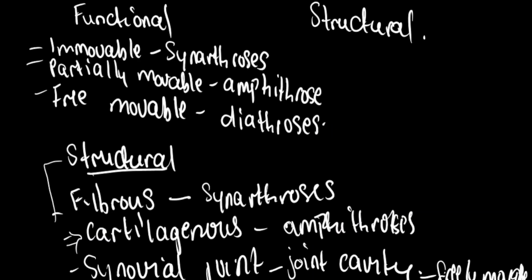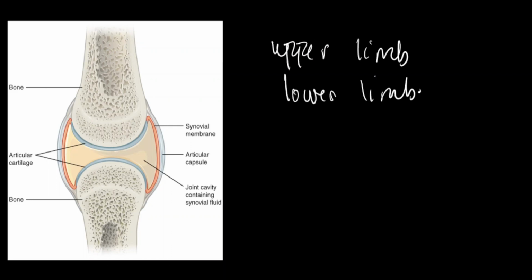Now let's take a look at the synovial joints. Alright, now most of the joints in our limbs, so the upper limb and the lower limb, are synovial joints. There are about 6 distinguishing features of the synovial joints which we would consider in this video. Of course, we said that of the 3 structural classifications of joints, only the synovial joints have a joint cavity.